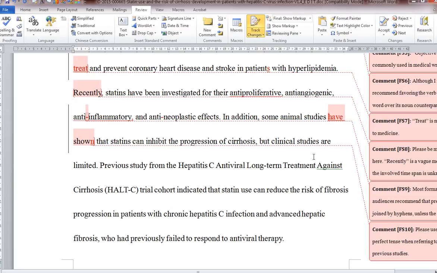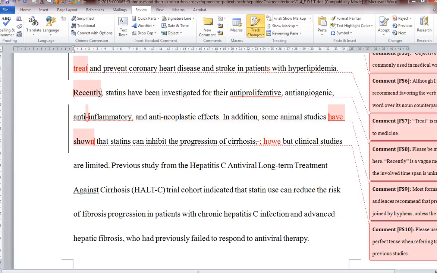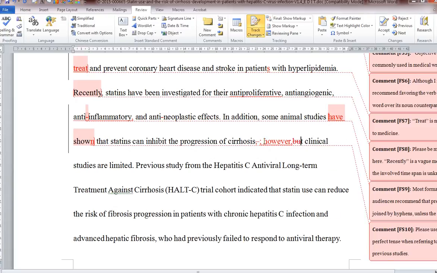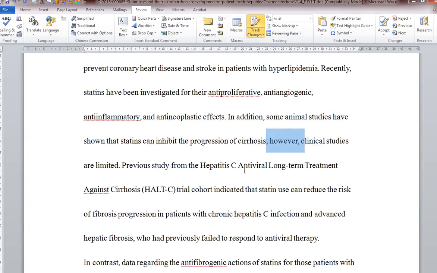The rest of this looks fine. Sometimes we might change this to, however. Let you take a look at that. It's not a necessary change, but the word however is frequently used in abstracts and introductions to establish a knowledge gap. Okay, however, clinical studies are limited.